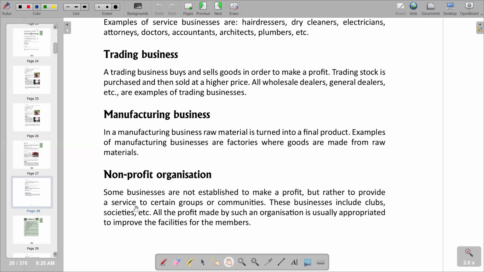These businesses include clubs and societies, they are non-profit organizations. So all the profit made by such an organization, we do not call it profit. It's an excess of income over expenditure, usually appropriated to improve the facilities for the members. So this is what we have in terms of not-for-profit organization. There are no owners as such in terms of non-profit organization. Again, we have members. They are the ones that run the organization.